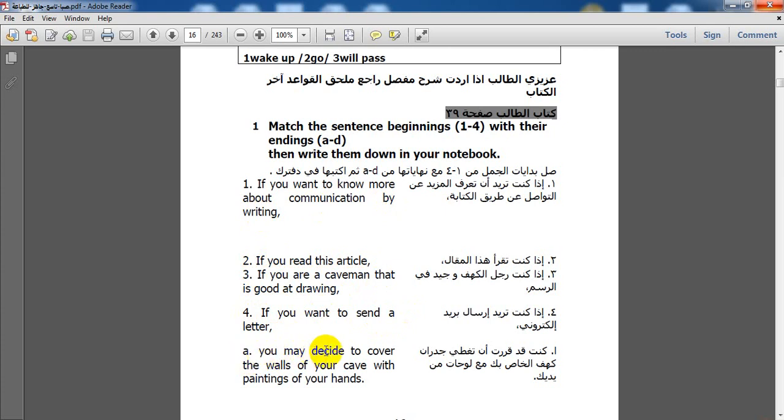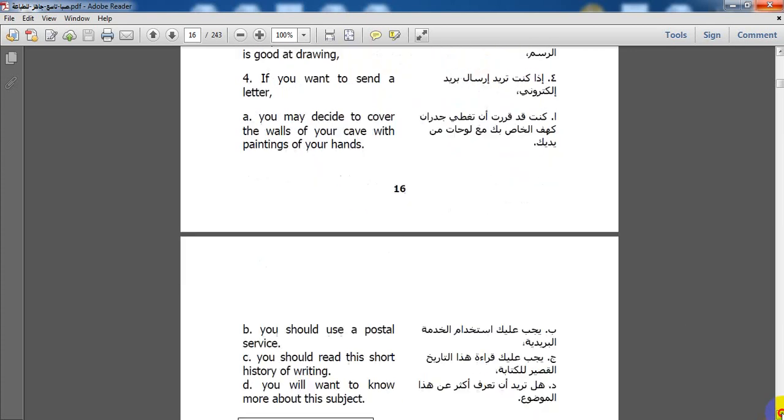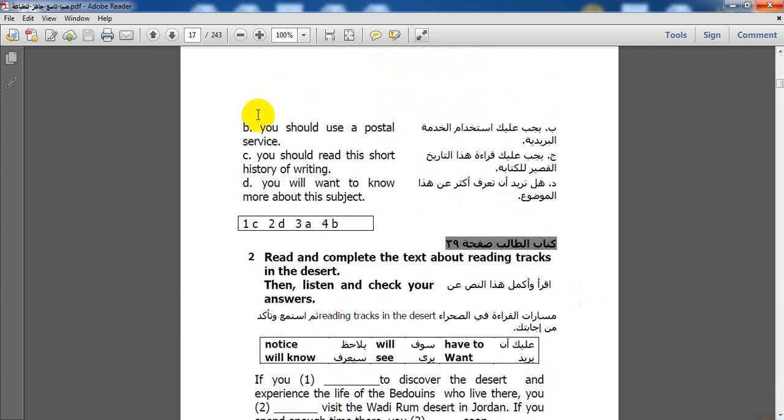A. You may decide to cover the walls of your cave with paintings of your hands. B. You should use a postal service. C. You should read this short history of writing. D. You will want to know more about the subject. 1C, 2D, 3A, 4B.